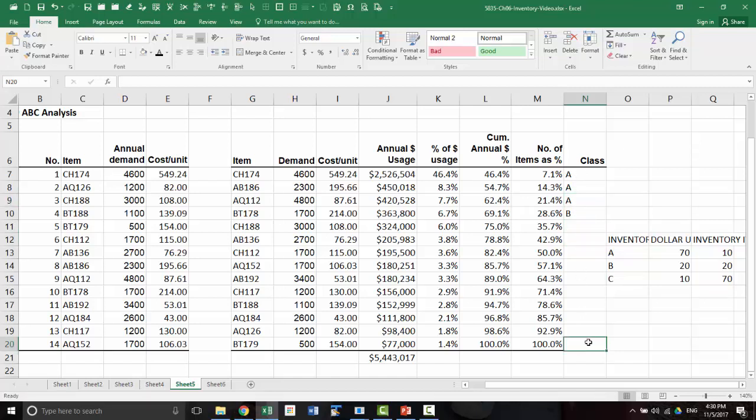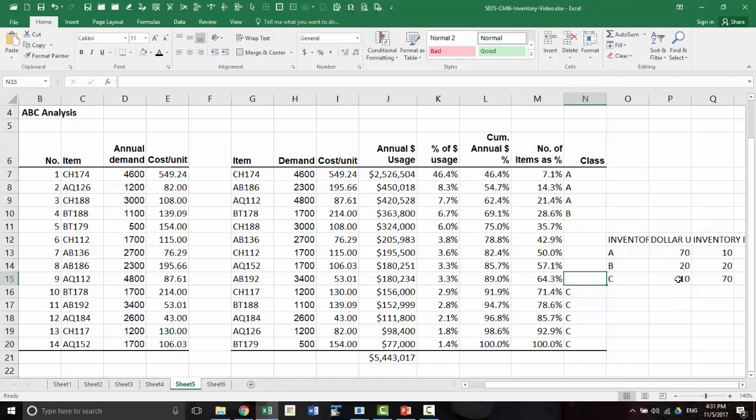Now we'll come from the bottom for C items. Obviously the last one is C. So how many do you want to go? You want to go up to 70% of the items, 10% of the value. No, that's obviously not going to be possible, because then you'll have no B's at all. You'll have only A's and C's.